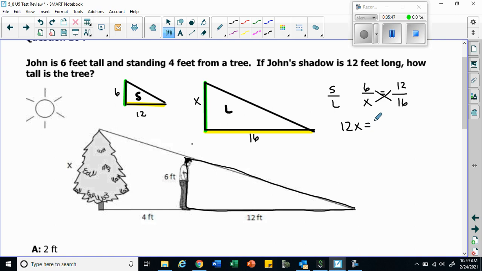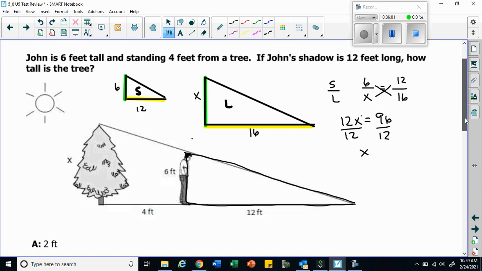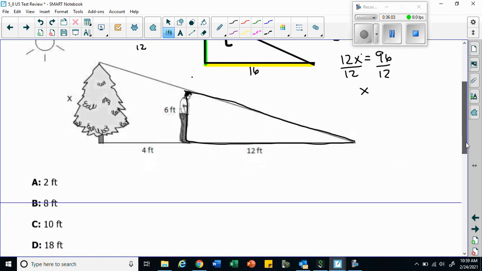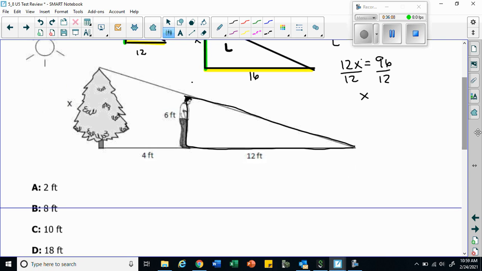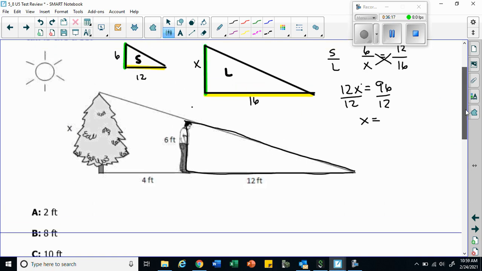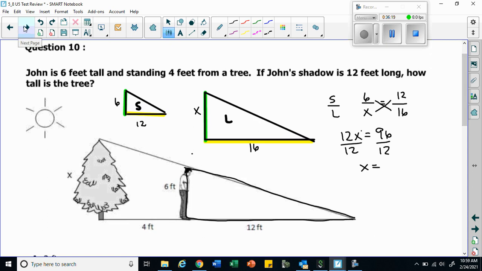hold on, I got to do this mental math. So 6 times 16, 96. There we go. 96. We're going to divide by 12. And then there you get your answer. Okay? Because it looks like they want you to solve for x. Yeah, they want you to solve for x. All right? There you go.